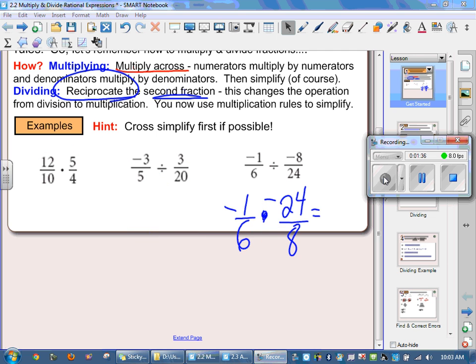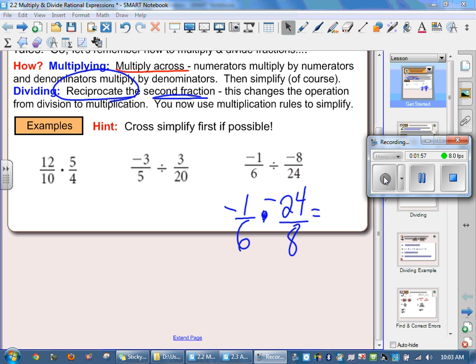Now, what did you notice about the second one the way I wrote it down? I brought the negative to the top. The negative didn't move. How come? Because even though he looks like he belongs to the 8, he doesn't. He belongs to the fraction. So if there's a negative sign, it will always float to the top in the end.